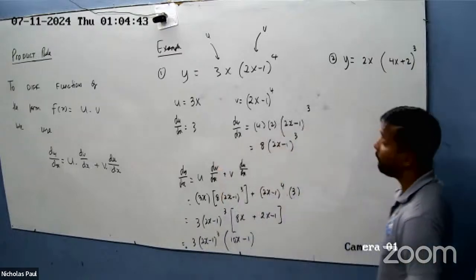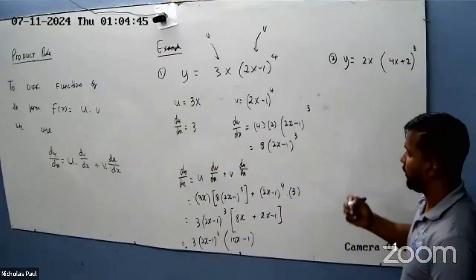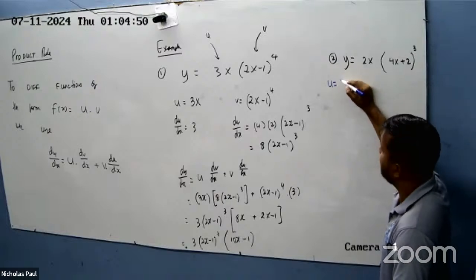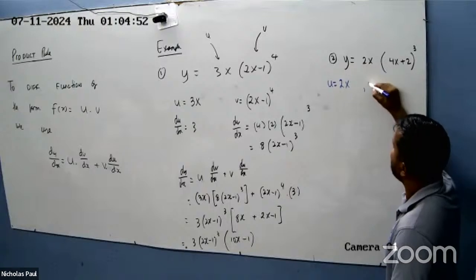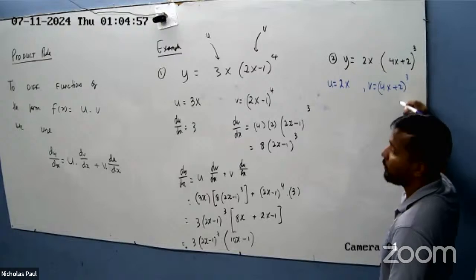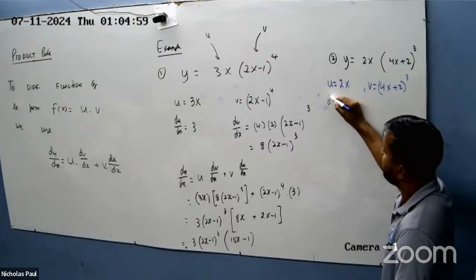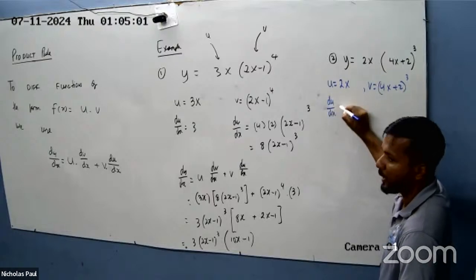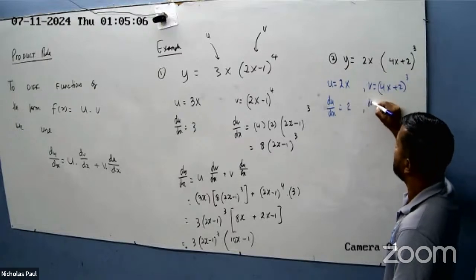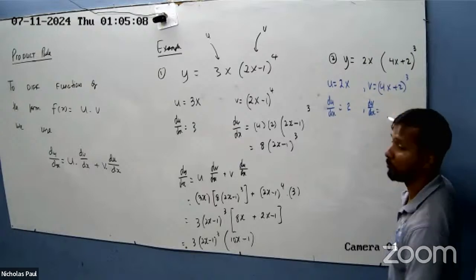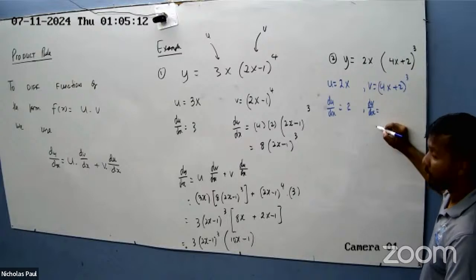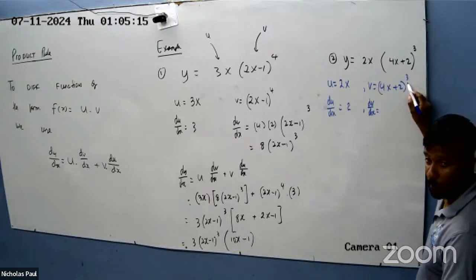Right, any hope there? Yeah. So first thing first, what is U? U is 2x and V is what? (4x plus 2) all cubed. So first thing we do is we find du/dx. The du/dx is what? 2, nice. And what is dv/dx? What's dv/dx? 3 by 4, 12, right?